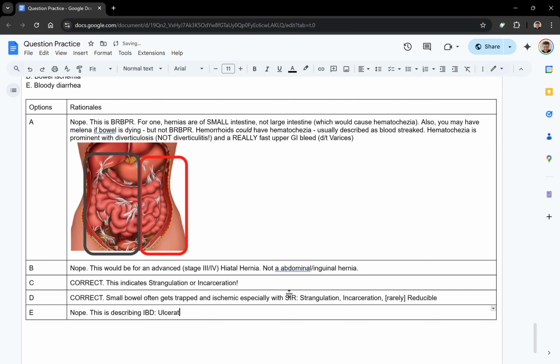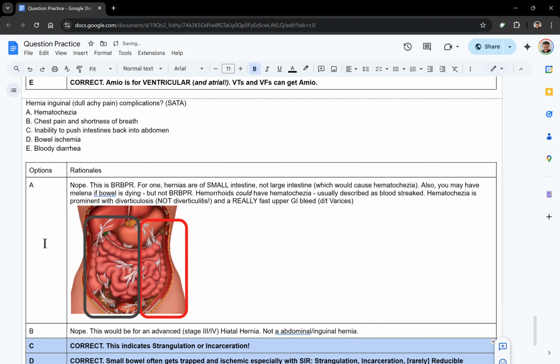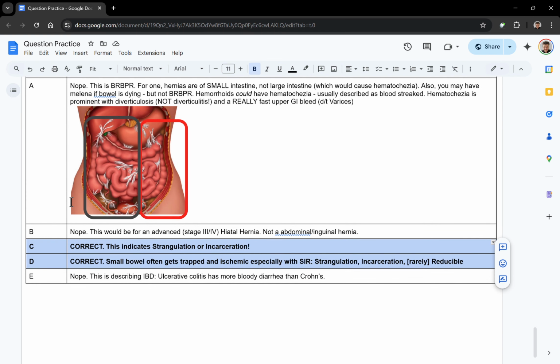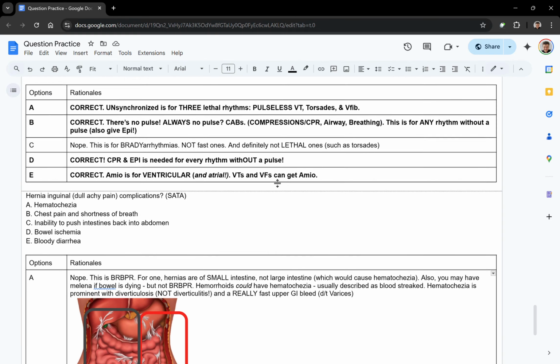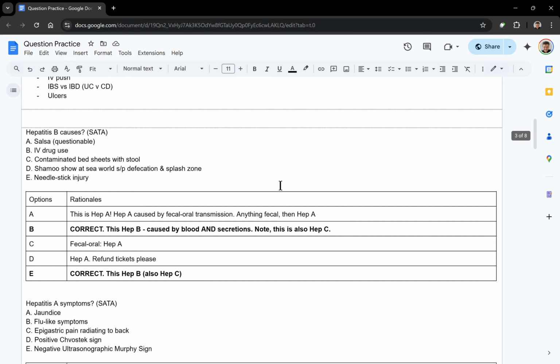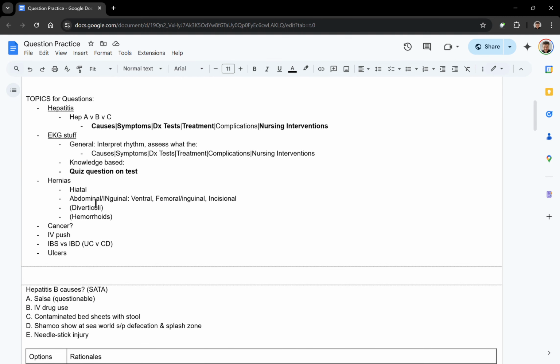Ulcerative colitis has more bloody diarrhea than Crohn's, right? Okay, makes sense? Yes. Crohn's has like the pattern, right? Crohn's has the stones, like the cobblestone. Is that what you're talking about? Yeah. That's all I can remember Daniel saying.